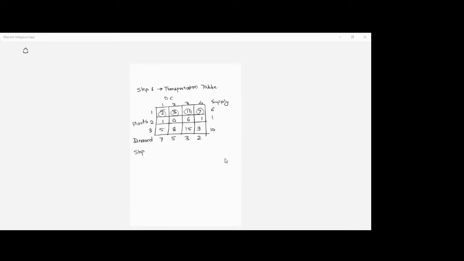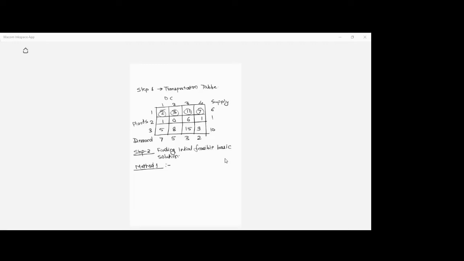That is step 2, finding the initial feasible basic solution. This is our next step, and there are many methods for it. Yesterday we saw that there are many methods: the northwest corner method, row minima method, column minima method, least cost method, and VAM, that is Vogel's approximation method.